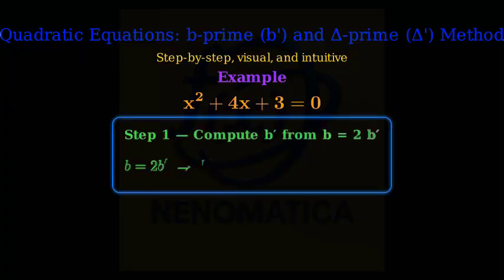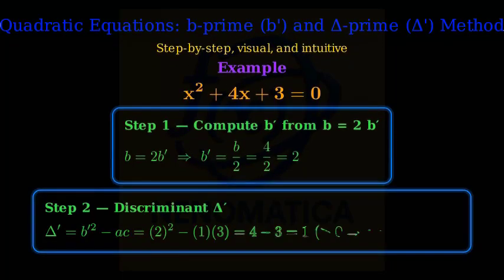Step 1. Compute b prime using the relation b equals 2 times b prime. Here b equals 4, so b prime equals 4 over 2, which is 2. Step 2. Compute delta prime. Delta prime equals b prime squared minus ac. Here a equals 1, and c equals 3. That gives 2 squared minus 1 times 3, which equals 1. Since delta prime is positive, there are two distinct real roots.